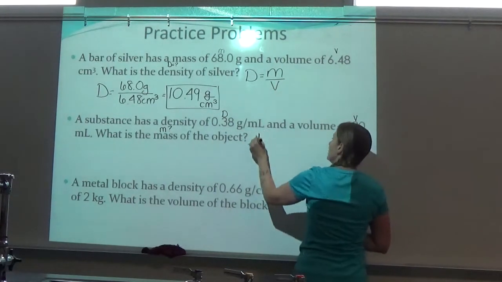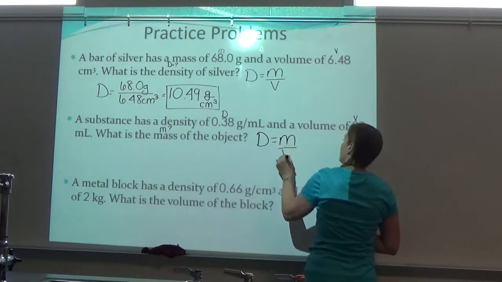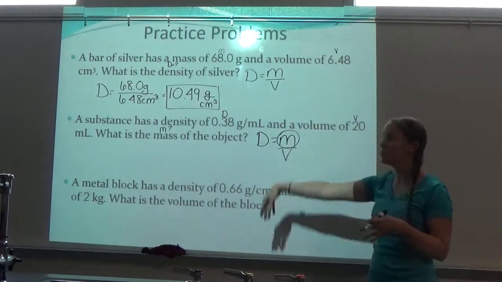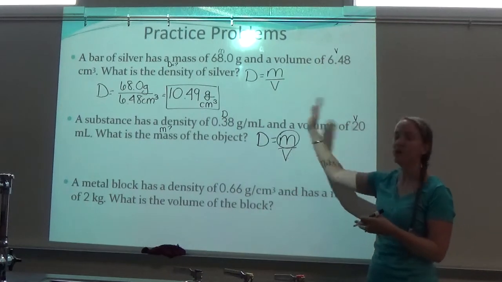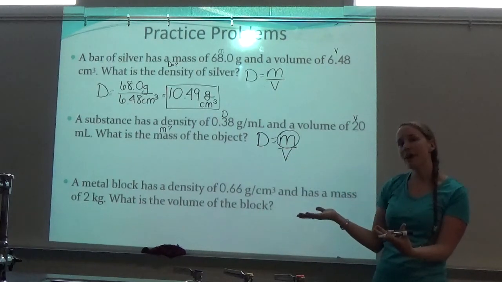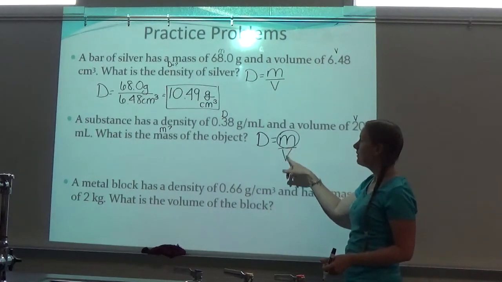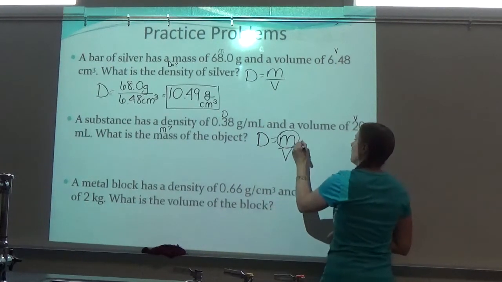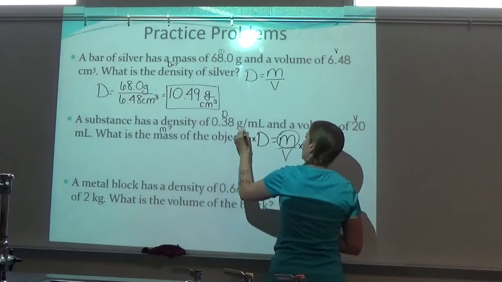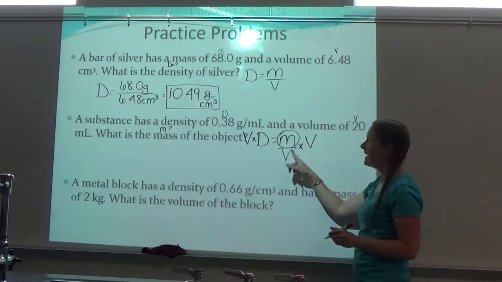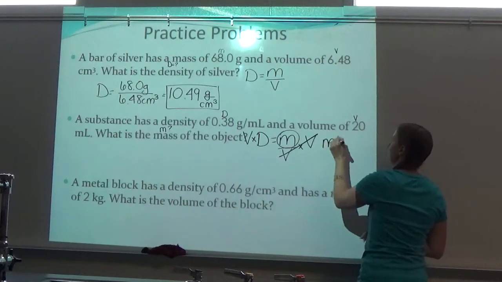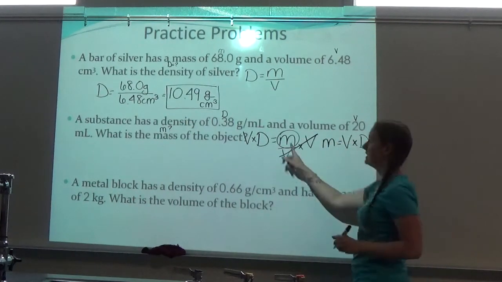All right, so density equals mass over volume. We want to know what mass is. So to move something to the other side, like we don't want V on this side anymore, you just do the opposite mathematically. Right now we're dividing by volume, so what's the opposite of dividing? Multiplying. So if I multiply both sides by volume, see how it's on top and on bottom, so it cancels? So mass equals volume times density.